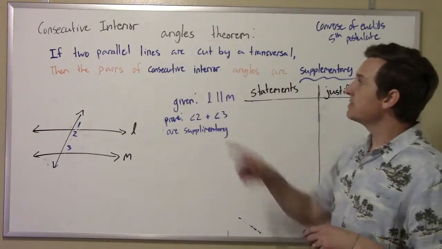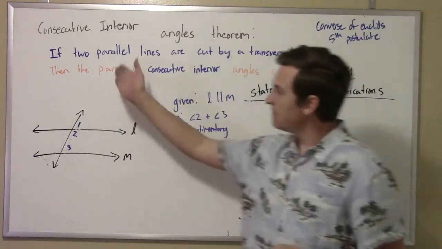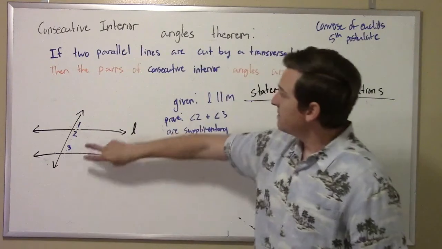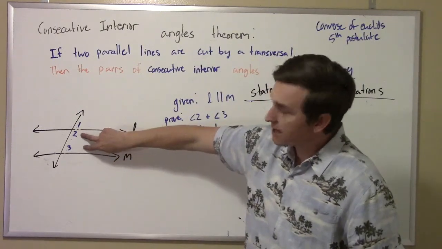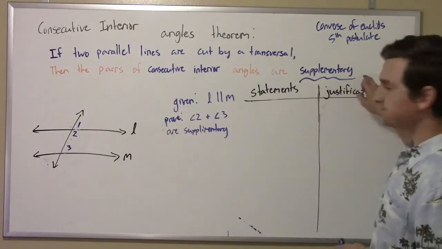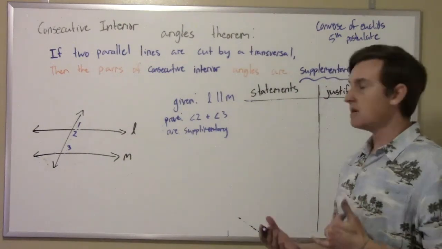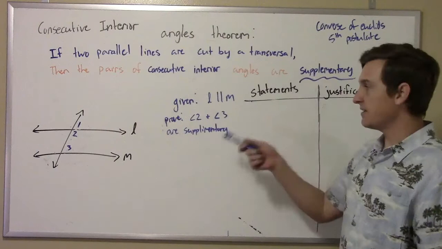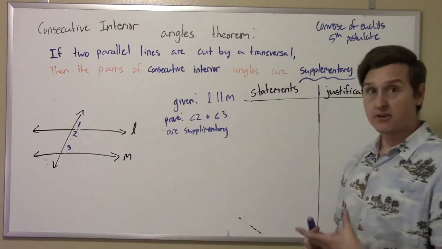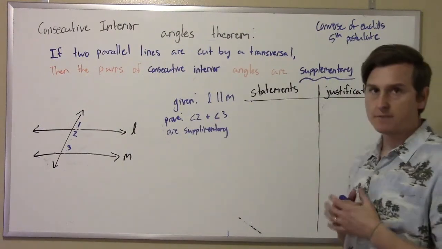So this theorem says if two parallel lines are cut by a transversal, then the pairs of consecutive interior angles are supplementary. So this is the only one of the four theorems that we talked about today where the conclusion is that they're supplementary and not congruent. So be careful there because this is kind of the odd man out.